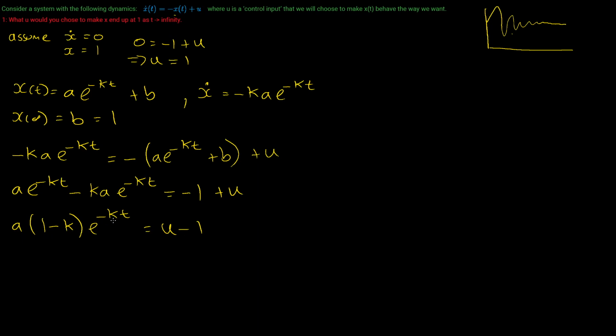And again, we're going for the steady state value of the system. So we know as t approaches infinity, this left-hand side has to equal 0. And so we're left in the same situation we were before, where the only way this can be true is if u is equal to 1.